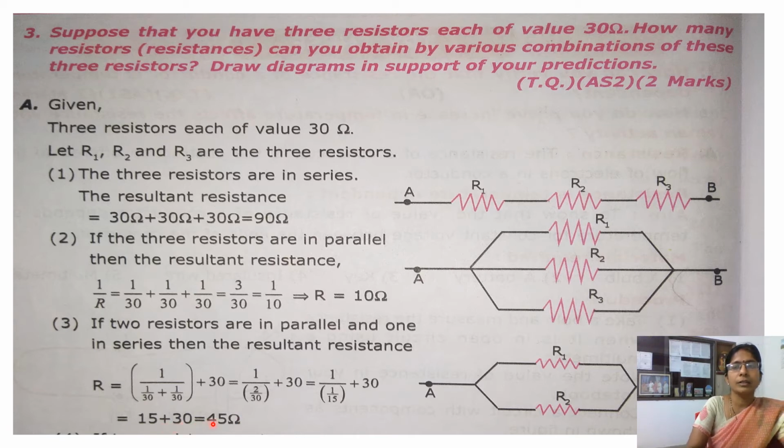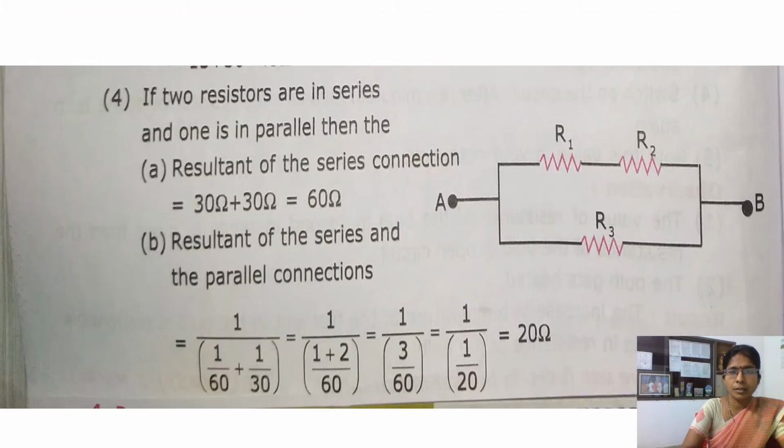So in this type of combination, that is when two resistors are in parallel and connected in series to the third one, the equivalent resistance is equal to 45 ohms. I hope you have understood this. Now let's see the fourth type of combination. That is, instead of combining the two resistors in parallel, they are connected in series.